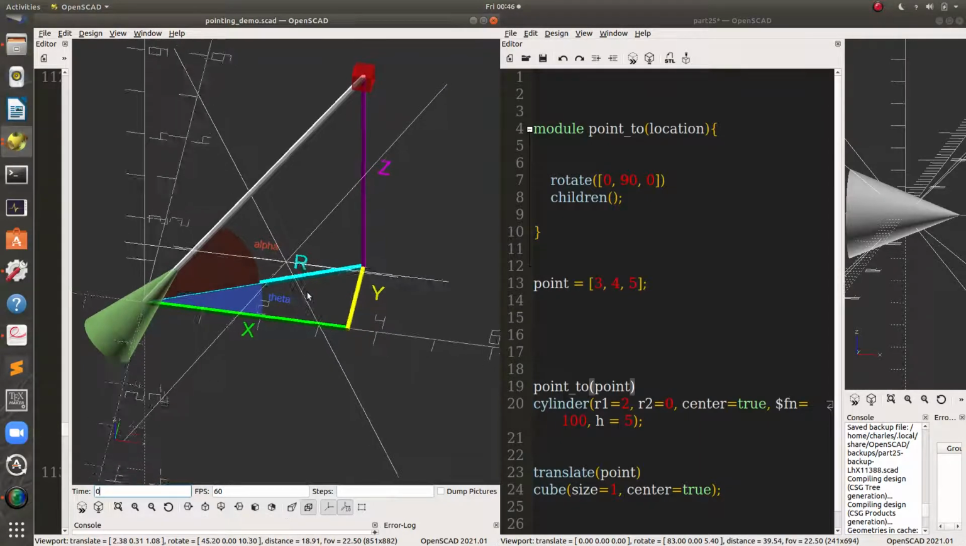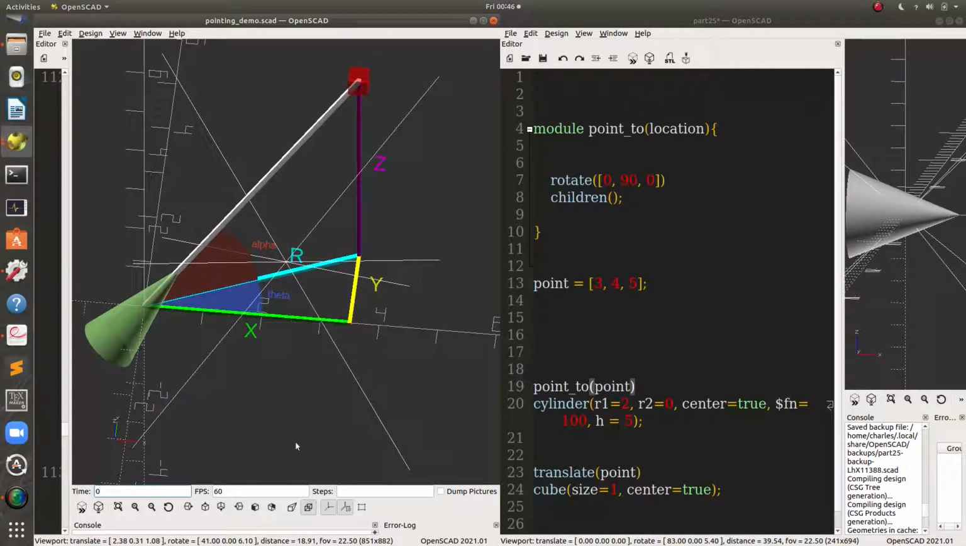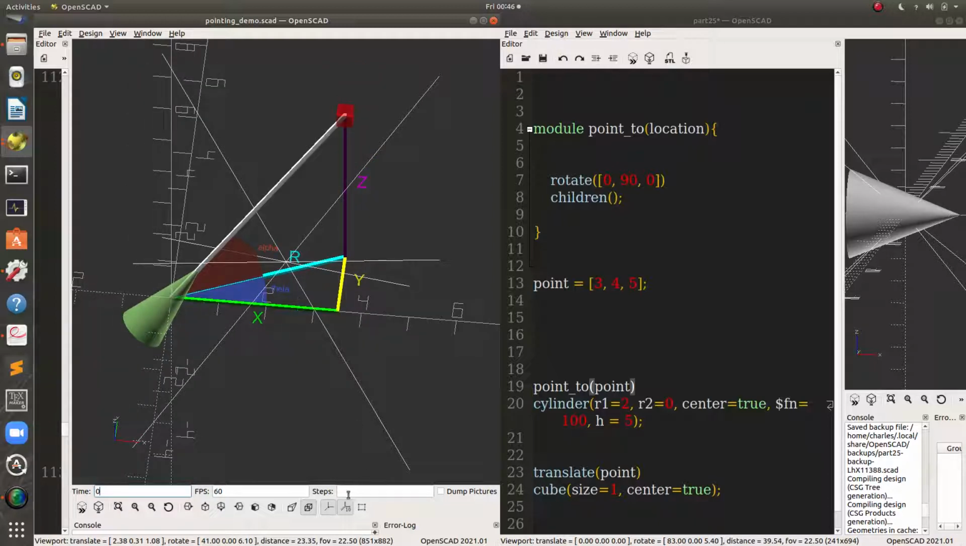So I'm going to talk about the equations now. But before I do that, I just wanted to give a small demo of what's going on here. So this point is going to move. I've animated it so that it will move, and you can see that the green cone will follow it wherever it goes.